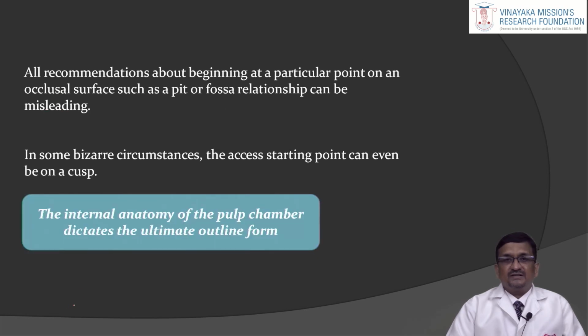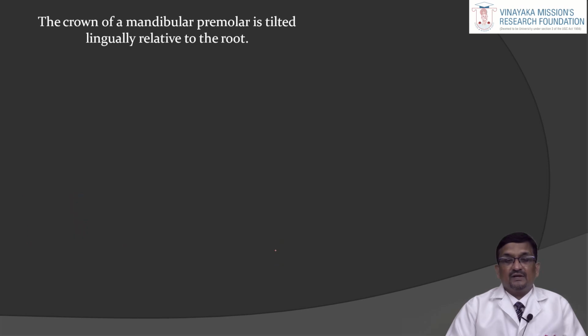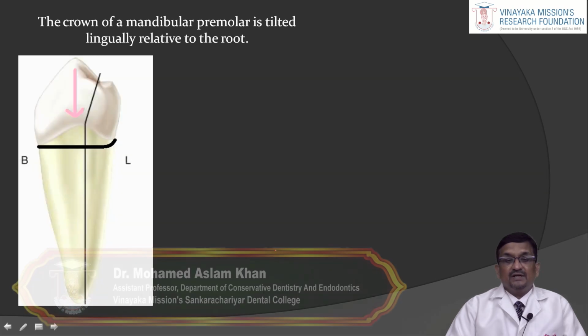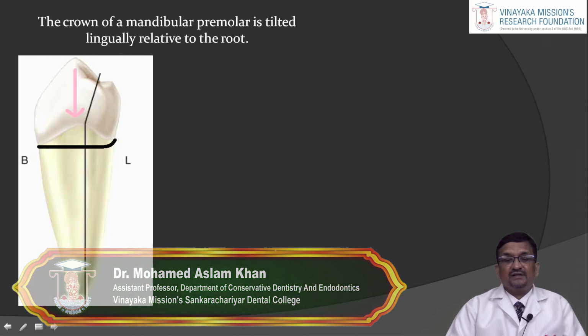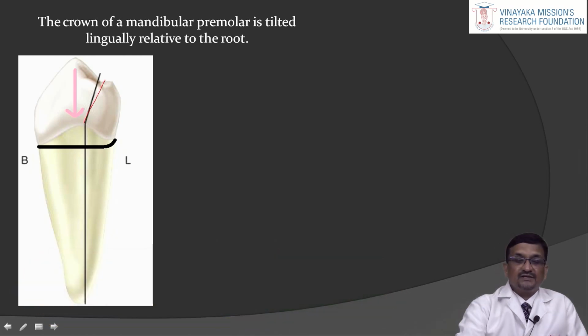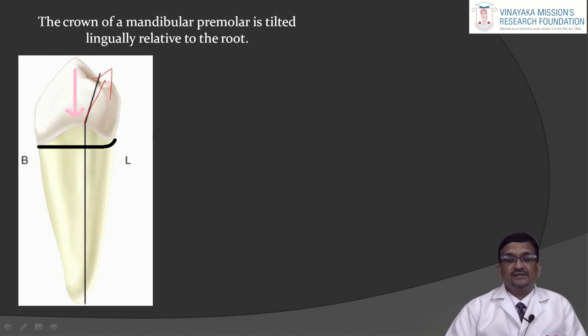So what is the conclusion? The conclusion I want to say is the internal anatomy of the pulp chamber dictates the ultimate outline form. So don't underestimate the anatomy of the pulp chamber, it is very important. In some cases the access starting point can be even on a cusp. Let me show you an example. This is the crown of a mandibular premolar. It is tilted lingually relative to the root. So you can see there is a tilt.